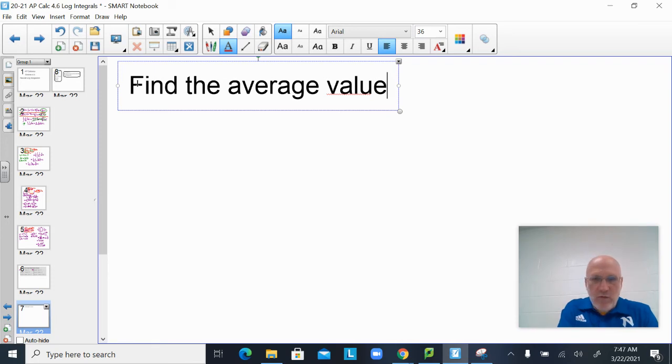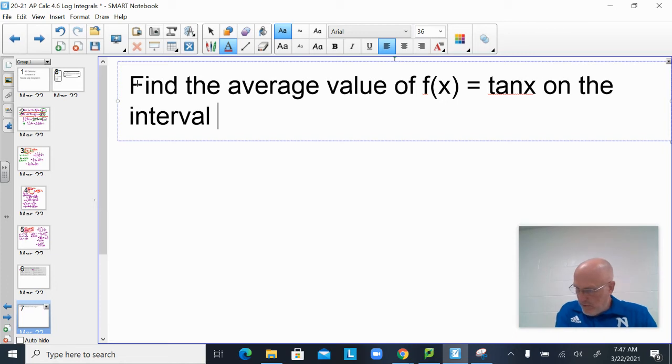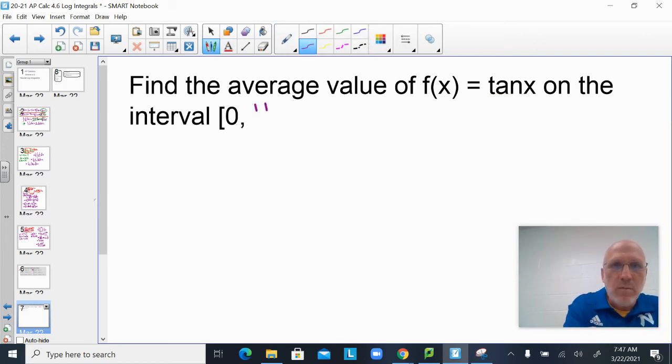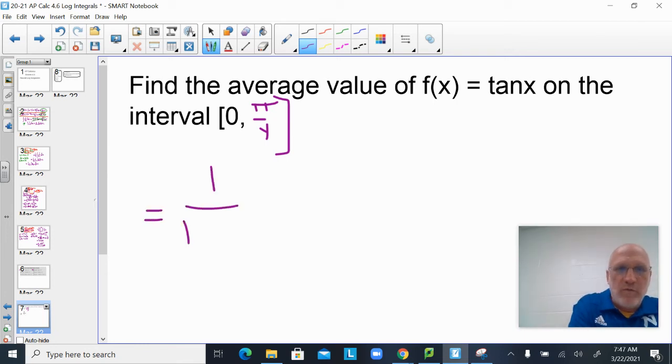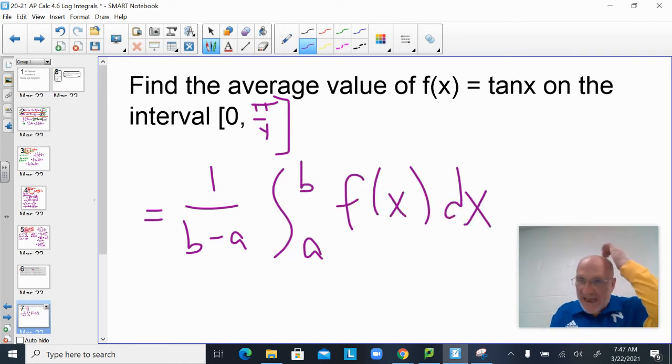The average value of f of x equals the tangent of x on the interval from 0 to pi over 4. You need to remember the formula for the average value. The average value was 1 over b minus a times the integral from a to b of f of x dx. You need to remember that that's the formula for the average value.